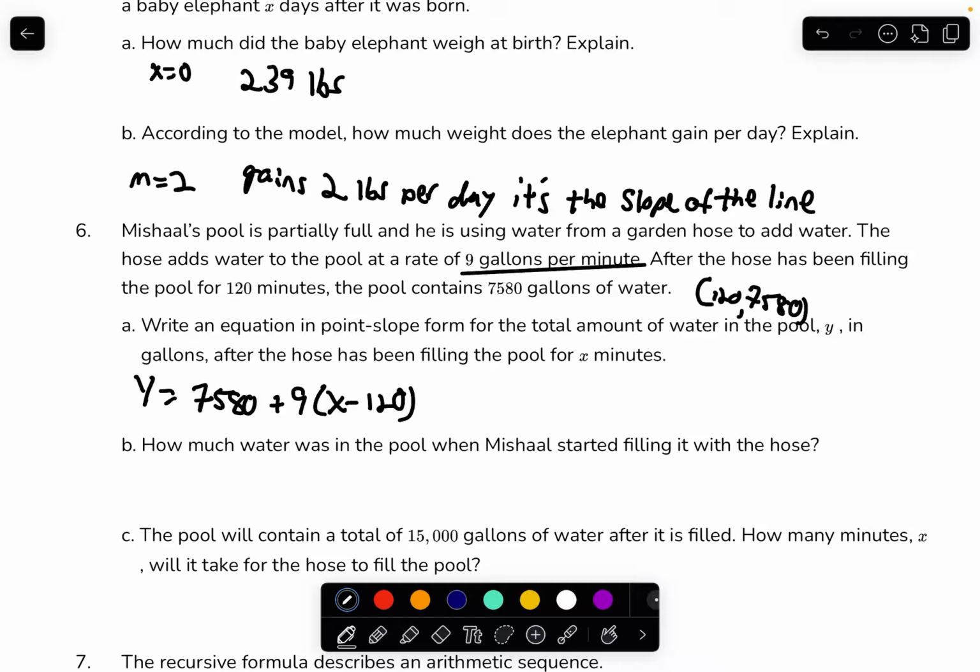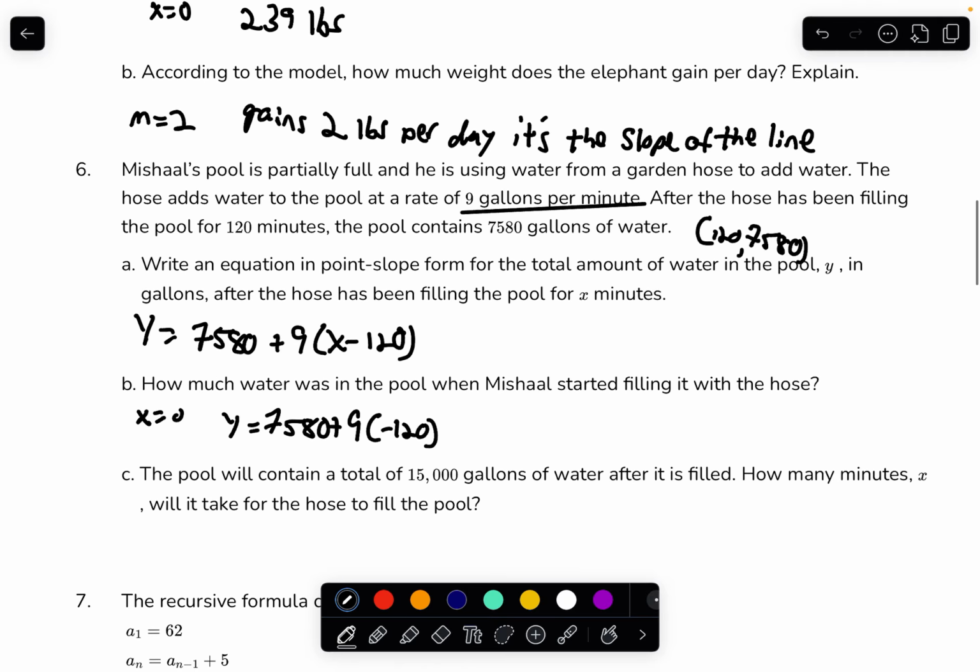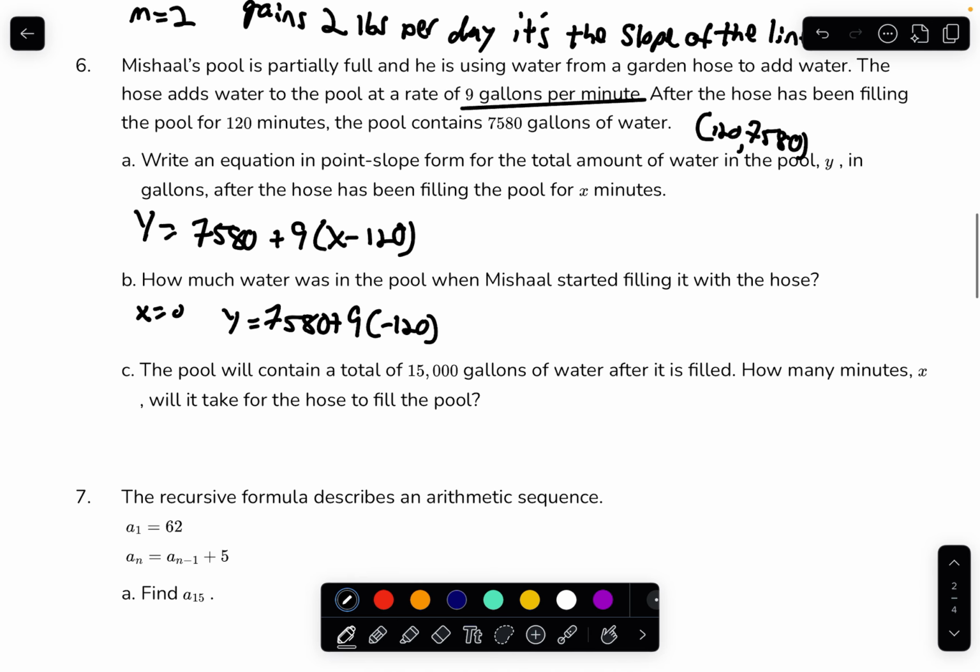How much water was in the pool when Michelle started filling it with the hose? Well, when she started filling it, x, which is the time, is 0. So it would be y equals 7,580 plus 9 times 0 minus 120, just negative 120. And when you add that together, it's 6,500 gallons when she started filling the pool.